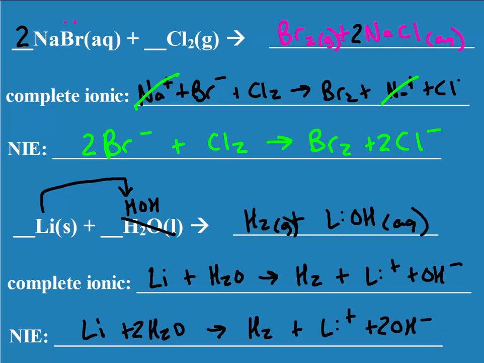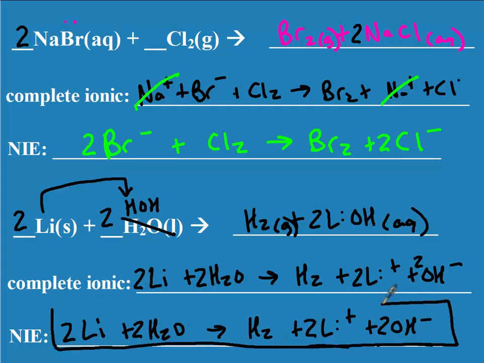If we had balanced the molecular equation, we would have had a 2 here, a 2 here, and a 2 in front of lithium hydroxide. Had we followed that balancing, we would have had a 2, a 2, a 2, and a 2, which means we need a 2 in front of lithium, and a 2 in front of lithium ion. Now notice we have a +2 and a -2, which is going to give me a 0, and on the left we also have a 0. So this is the correctly balanced net ionic equation.